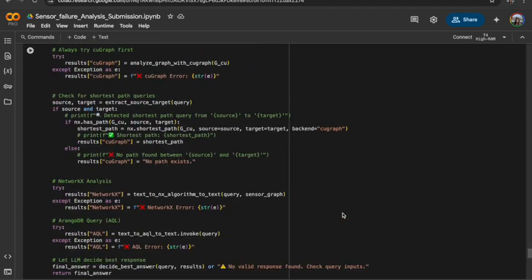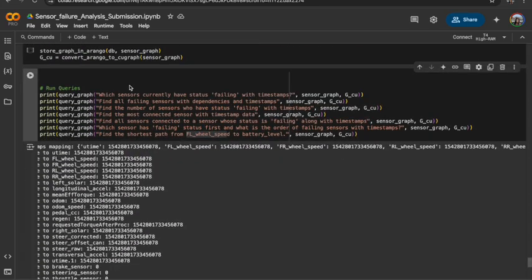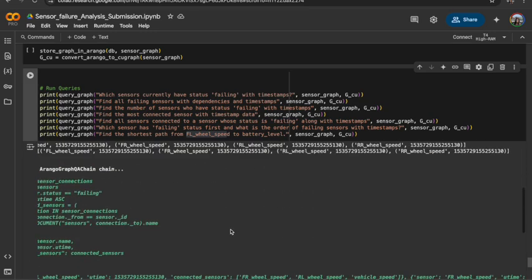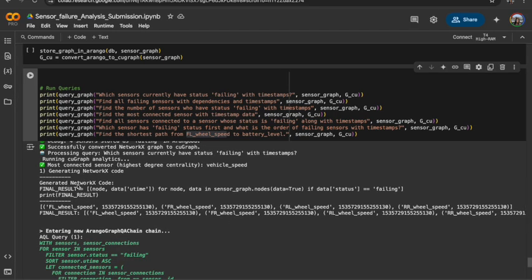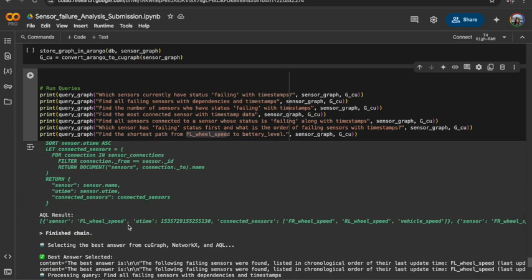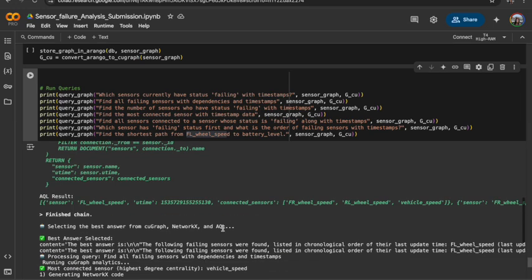Finally, we are querying the graph. We are asking multiple queries such as which sensors currently have status failing with the timestamp, and here is the answer generated by text to NetworkX. It is showing the failing sensors with their timestamp. Then we have AQL results, again the sensor and the timestamp.